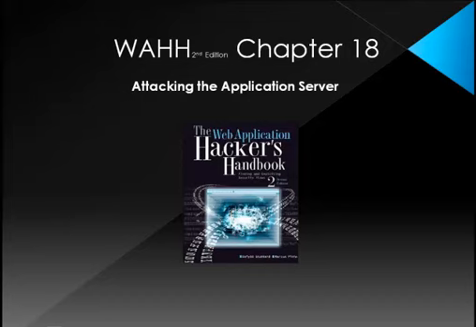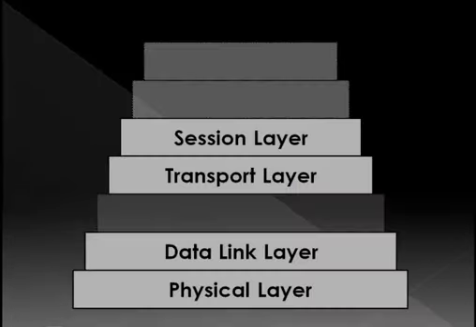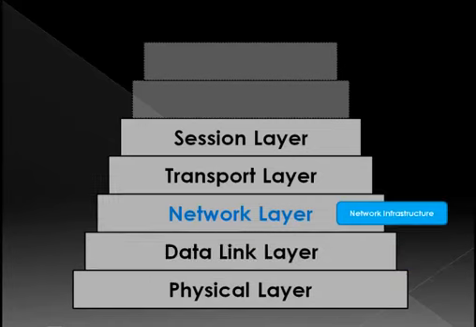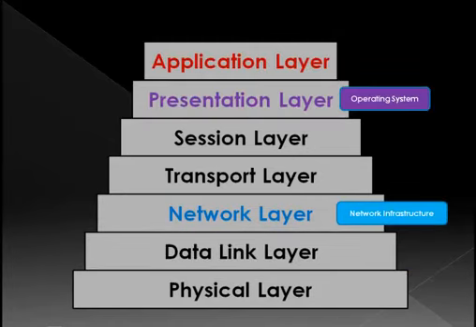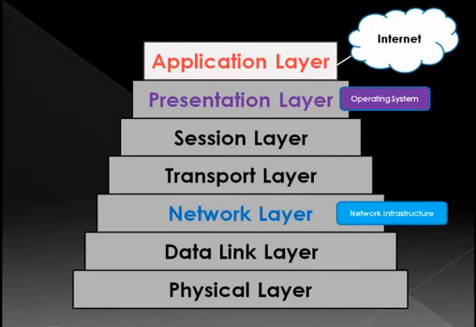This week's SOUP presentation covers Chapter 18 of the Web Application Hacker's Handbook, Attacking the Application Server. A web application is dependent on other layers of the OSI stack that support it, to include the network infrastructure, operating system, and the application or web server layer. An attack on a website can be at any one of these three layers. However, the focus of this chapter is at the application server layer from an Internet perspective.